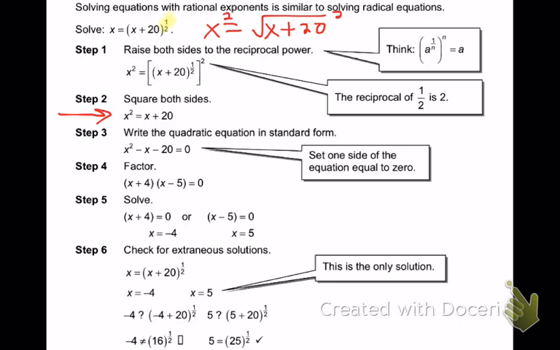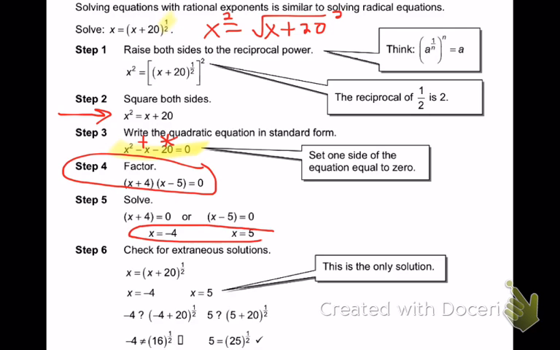I have a quadratic. Whenever I have a quadratic, I always want to set it equal to what? 0. I always want to set it equal to 0. Why? Because then I can factor. So I factor that. What multiplies to get negative 20 and adds to get negative 1? Well, that's 4 and negative 5. So I factor that down. That gets me x equals negative 4, x equals 5.